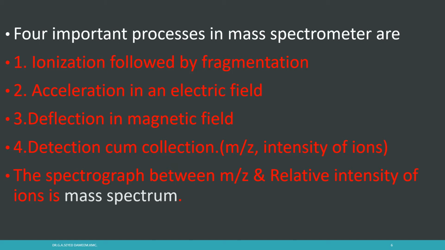And the mass spectrum means a spectrograph between m by z and the relative intensity of ions. That is a mass spectrum. That is, a mass spectrum gives two data: one is m by z and the other is the corresponding relative intensity of the ions.